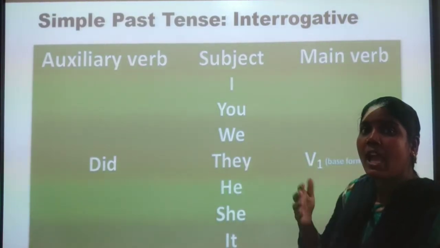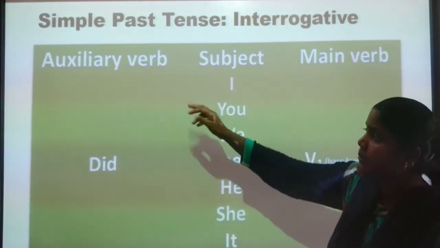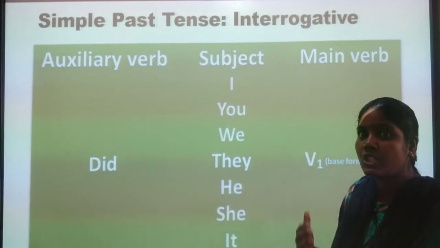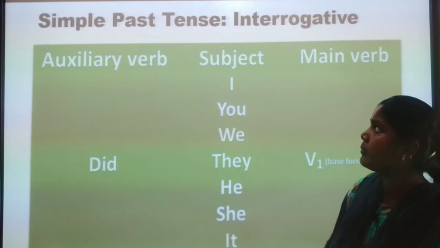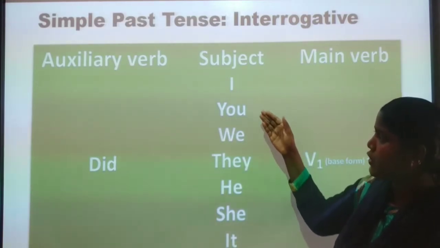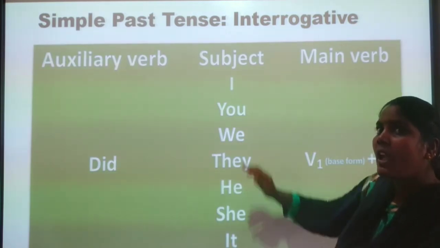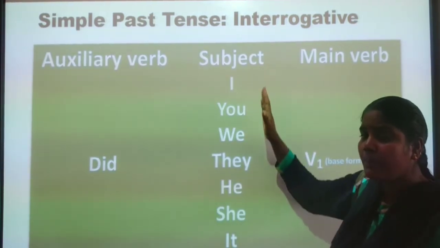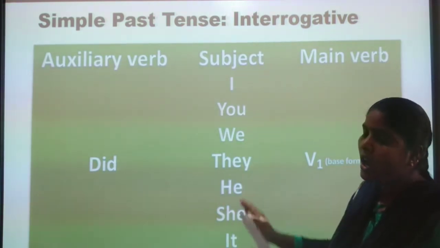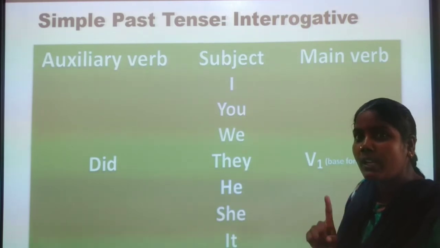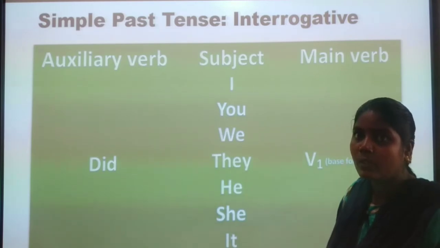Interrogative means we ask a question. Okay? For that, here are the auxiliary verbs. To ask a question we have to use the auxiliary verb did, for the subjects I, you, we, they, he, she, it. Okay? For all the subjects, all the pronouns, singular, plural, we have to use only one auxiliary verb, that is did.